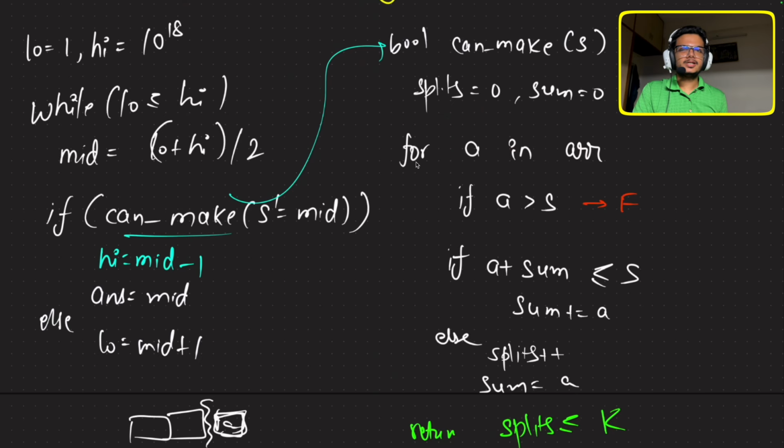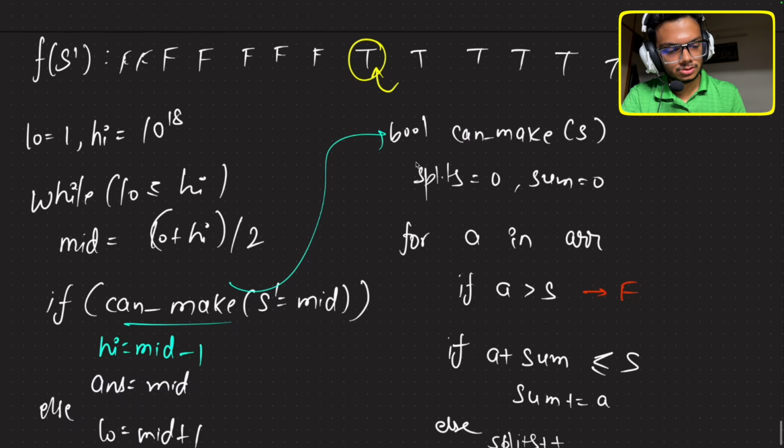Because if you need more than k splits, the answer is definitely false. You cannot make k splits as the individual sum is not exceeding s. But if the number of splits required is less, you can definitely do more splits, right? If you can do 2 splits here, you can definitely do 3 splits. That's one thing.